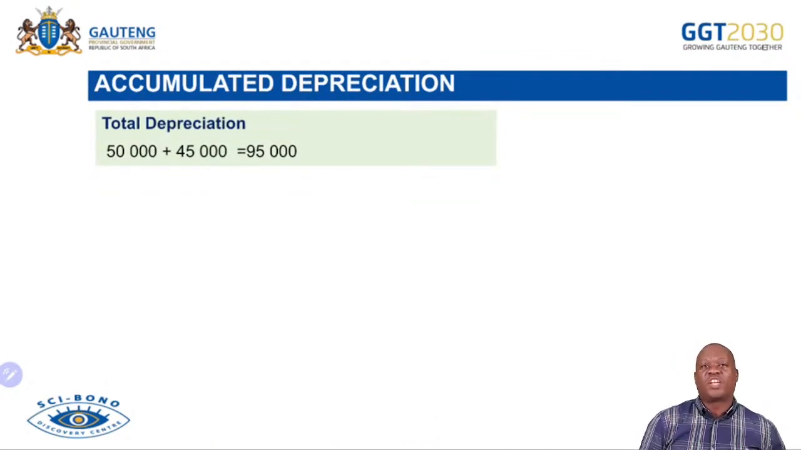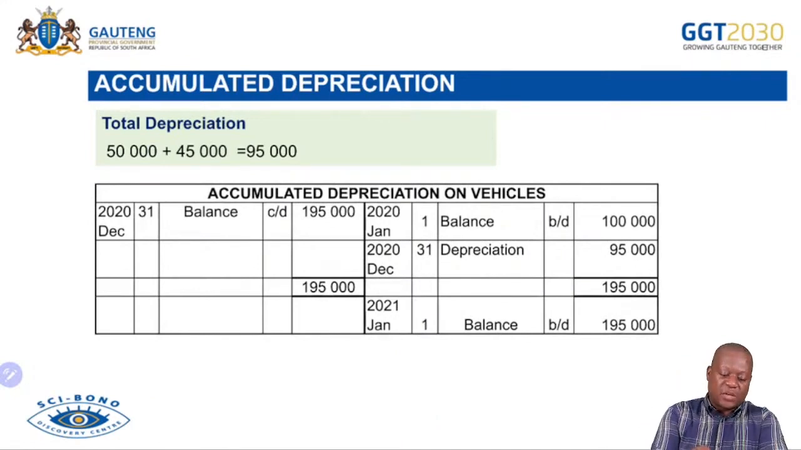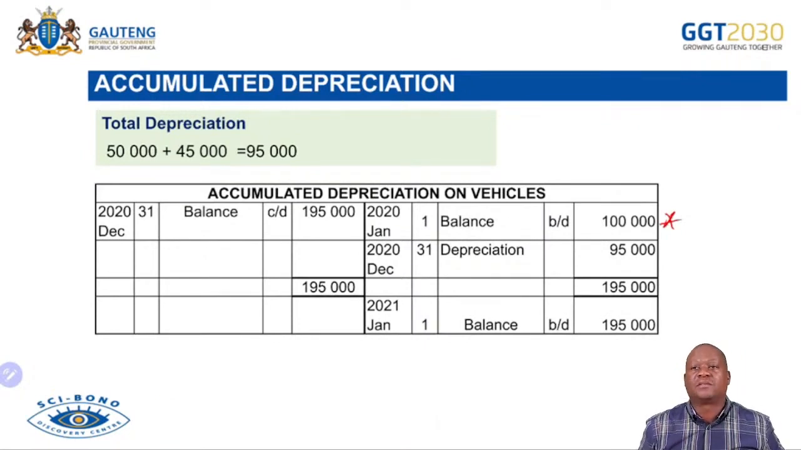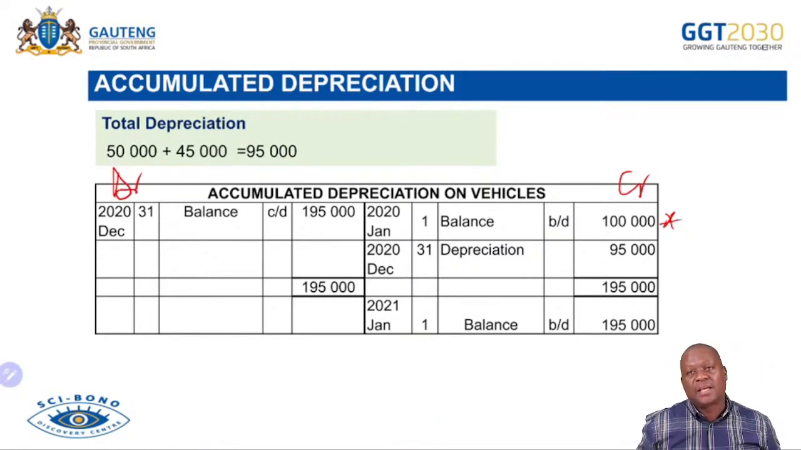Now this, we are going to take into our next ledger account, which is the accumulated depreciation on vehicles account. Now this one started with a balance. That's the balance brought down. Check the side on which the balance is. It's having a credit balance. So please remember, the opening balance in the accumulated depreciation on vehicles is always credit.